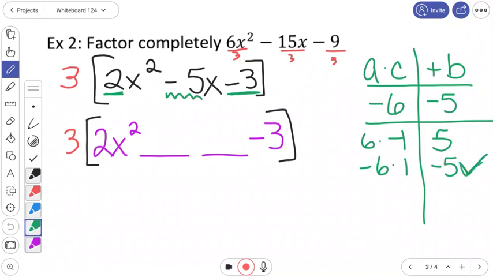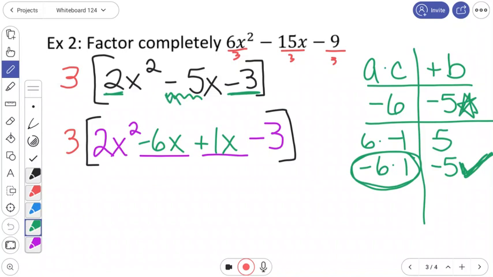Oh my goodness, I don't need to go any further. I don't need to worry about listing any other pairs because we've found what we needed. We needed our b value to combine to make negative 5. So I have a negative 6 and a positive 1. I am going to go ahead and write a minus 6x and plus 1x because both of those together give us this b term right here in the middle of negative 5x. Okay, so we're just breaking that middle term down.